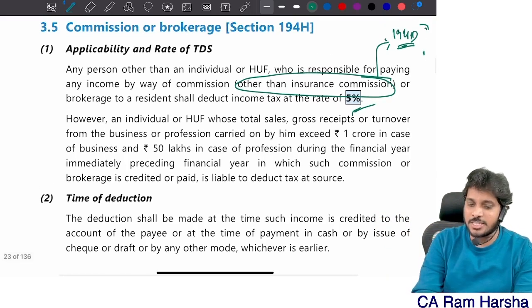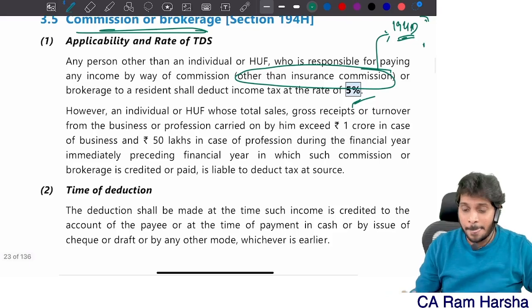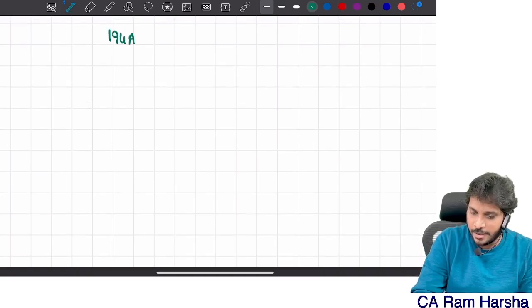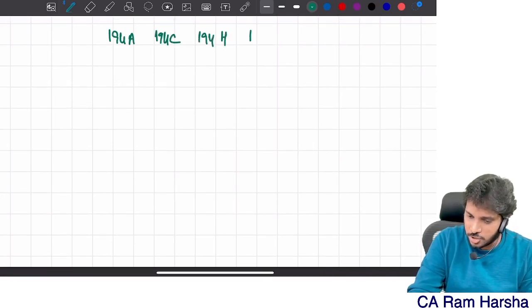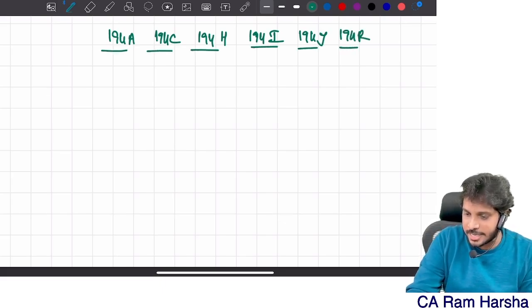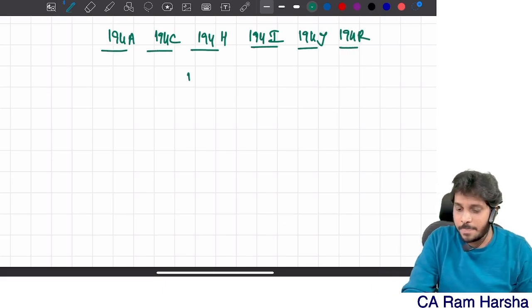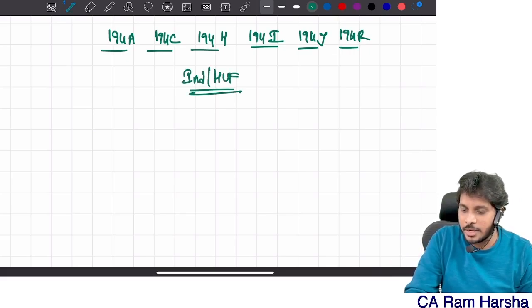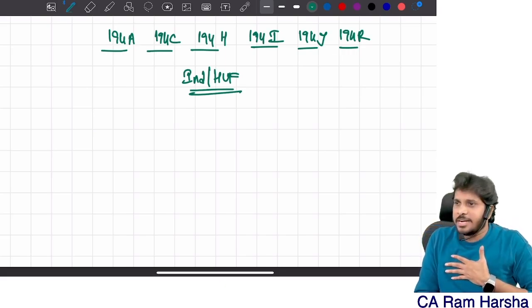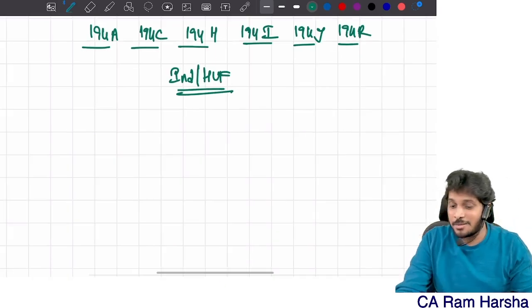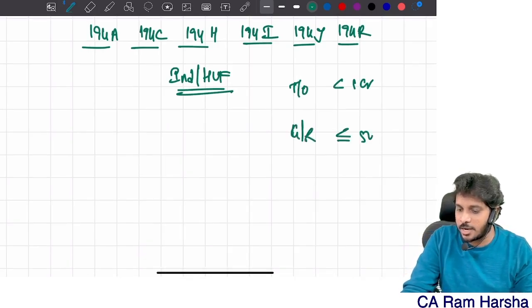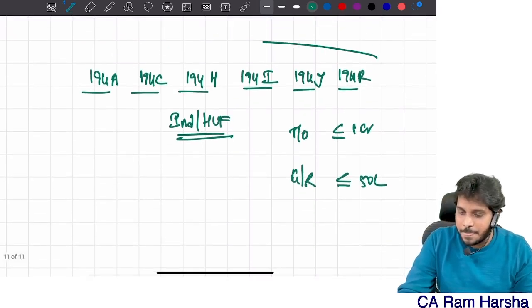Okay, now what is 194H? Commission or brokerage. There are 6 sections I will tell you: 194A, 194C, 194H, 194I, 194J, 194R. These 6 sections do not apply to an individual or HUF payer. Suppose I am the person paying, an individual or HUF engaged in business, but my turnover does not exceed 1 crore, or my gross receipts are less than or equal to 50 lakhs. For them, these sections will not apply.